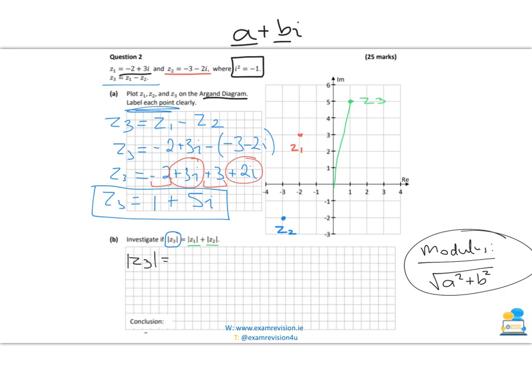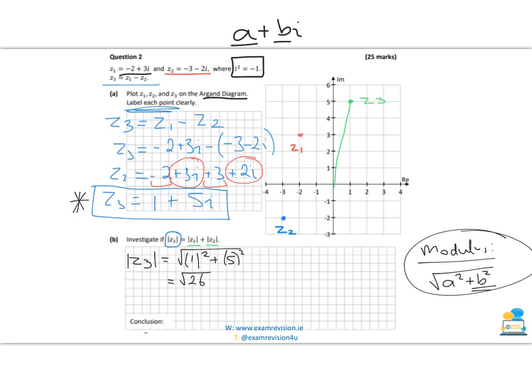So let's go and work out the modulus of Z3 to begin with. So the modulus of Z3 is equal to the square root of a squared plus b squared. So again, this is my Z3 up here. So it's going to be 1 squared plus 5 squared. Now remember, it's not bi squared, it's just b squared, so you don't put the i in there at all. So that is going to give me the square root of 26.